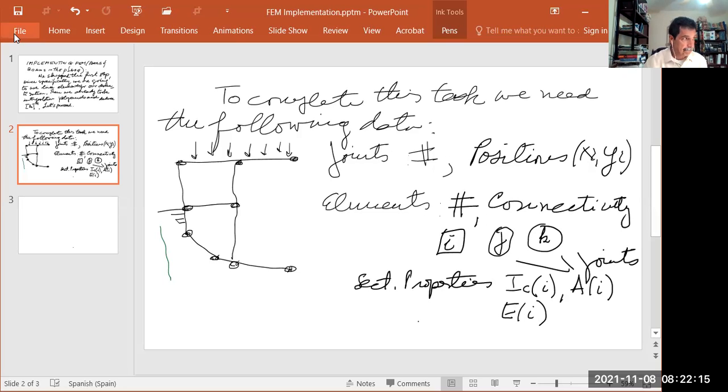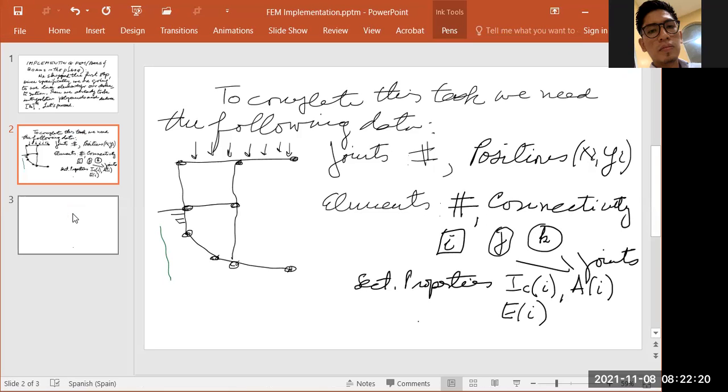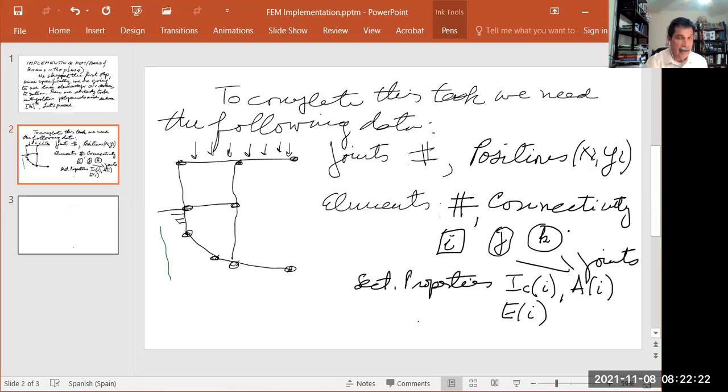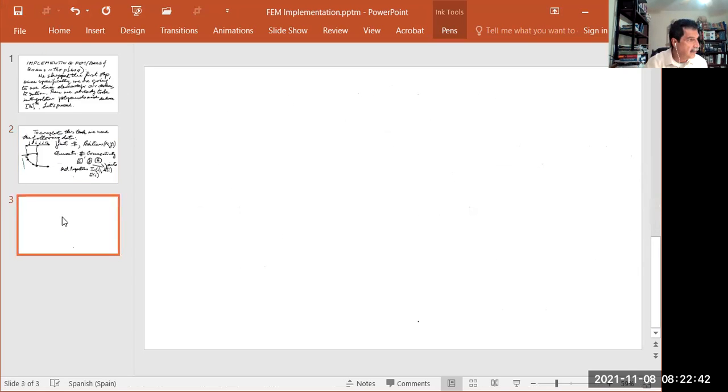And is that all for the element? Yes, because if we know the two joints, we can calculate the length, because we know the position of the joints. And also, with the position of the joints, we can calculate the theta angle. So we don't need to input that. Good. Okay, so let's go on.